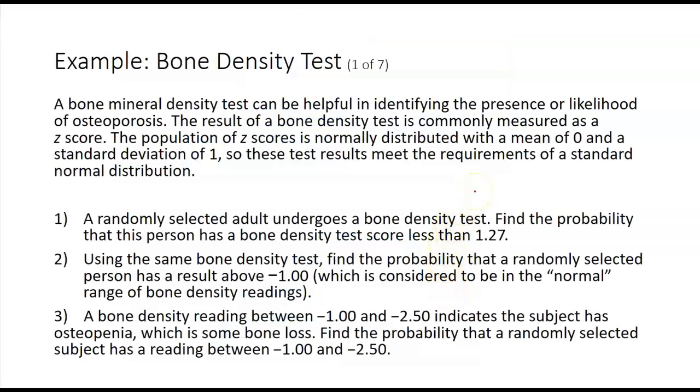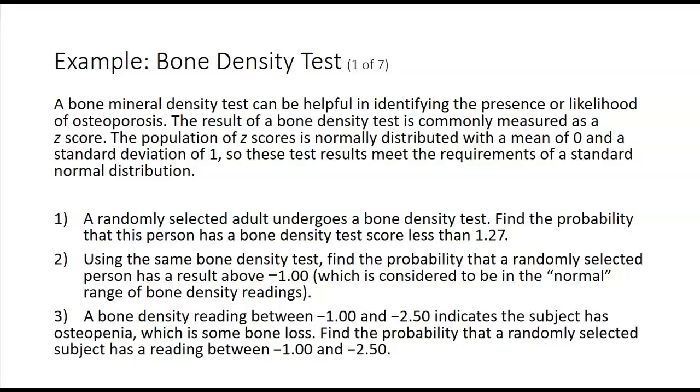Okay, that takes us to another example here. This one deals with a bone density test. A bone mineral density test can be helpful in identifying the presence or likelihood of osteoporosis. The result of a bone density test is commonly measured as a Z-score. The population of Z-scores is normally distributed with a mean of 0 and a standard deviation of 1. So these results meet the requirements of a standard normal distribution.